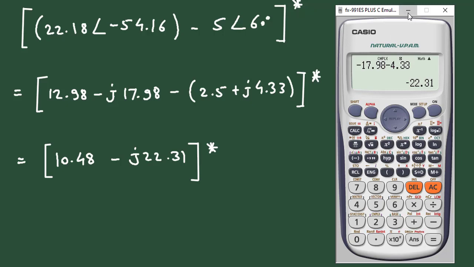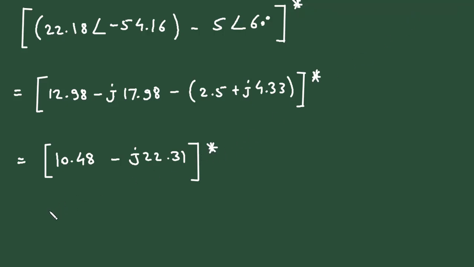Now we have to do the complex conjugate of this. So we have to change the sign of the imaginary part. The real part stays 10.48. Here it is minus, so this will be plus j22.31. So this is the complex conjugate of this value.